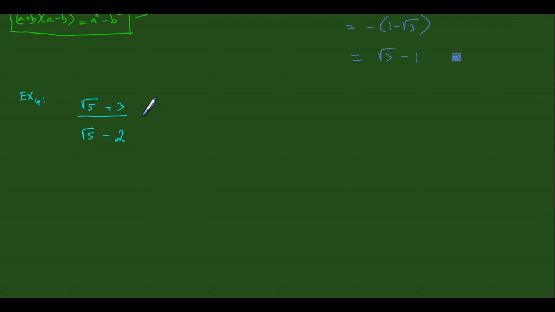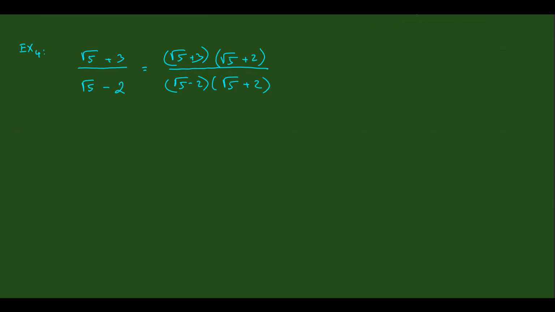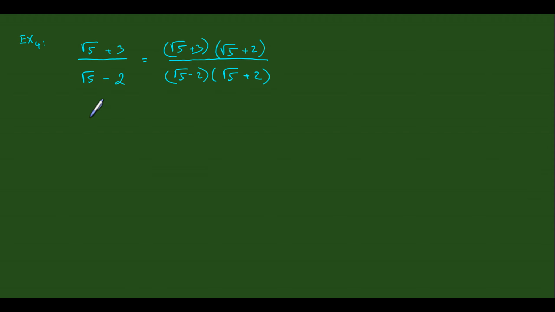Okay, so I'm going to multiply the top and the bottom by the conjugate of this. So the conjugate of this will be square root of 5 plus 2, right? Square root of 5 minus 2. So I multiply by the conjugate, which is square root of 5 plus 2. So the conjugate of the minus is the plus. The conjugate of the plus is the minus. Okay, then now you can distribute it.